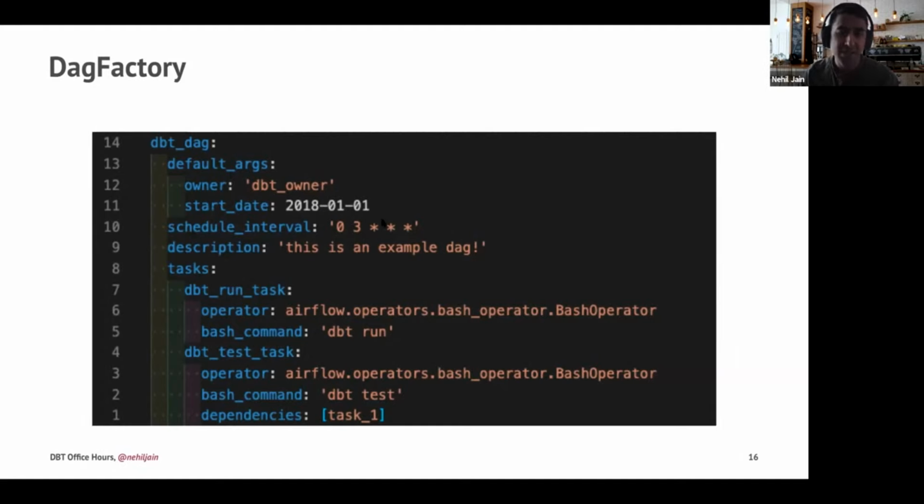So for example, if you see here, these are some configs. This is the start date. This is the schedule. It should run every day at 3 a.m. For example, you can add some description, and then you define your tasks simply again statically in a YAML format. And you can see it's using this BashOperator. You can swap it to whatever operator you want.